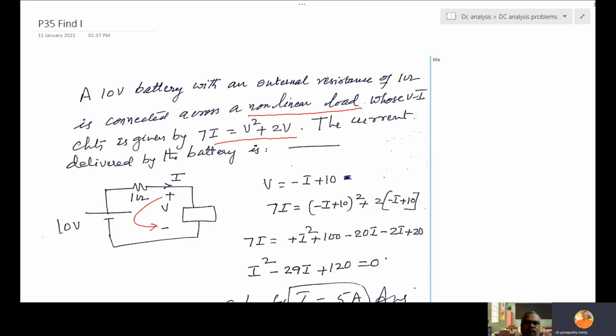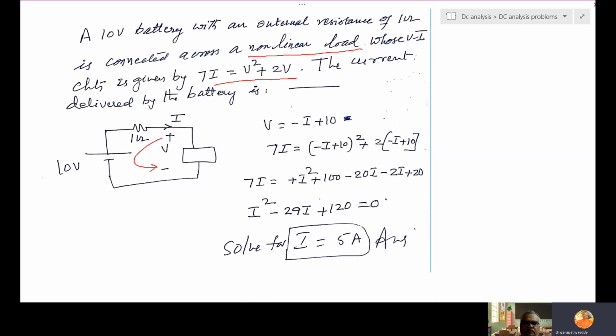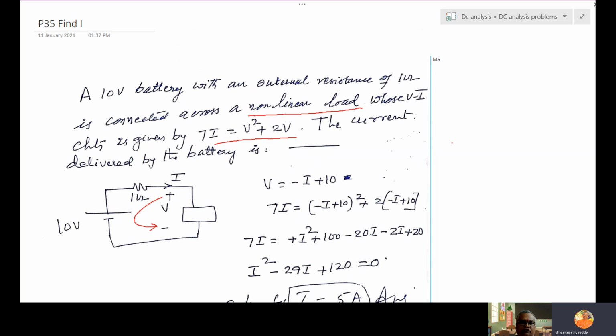This V, or in place of I you substitute. So this V equal to, or otherwise directly can do so many ways. What is the equation given? 7I is equal to V square plus 2V.